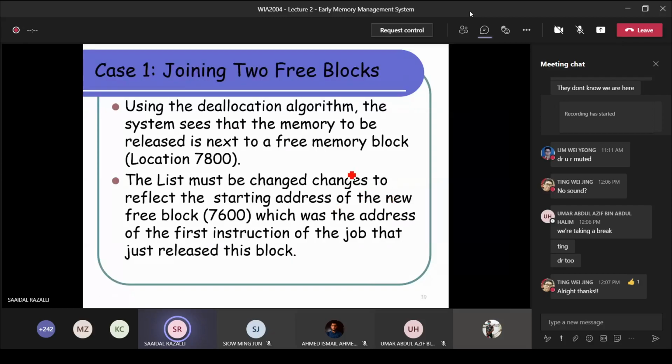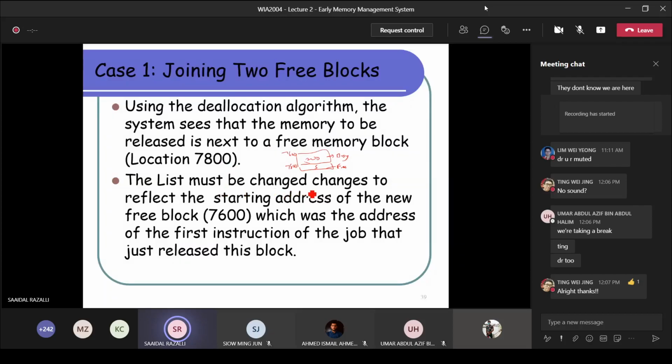So 7,600, 200, and 7,800 is 5, something like that. Okay, this one is free, this one is busy. Memory to be released is next to a free memory block, location 7800.